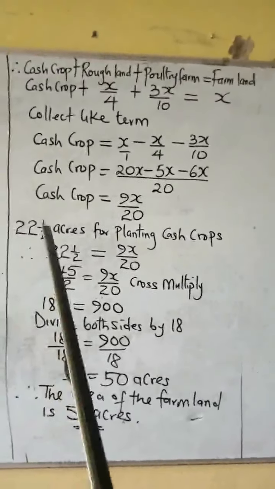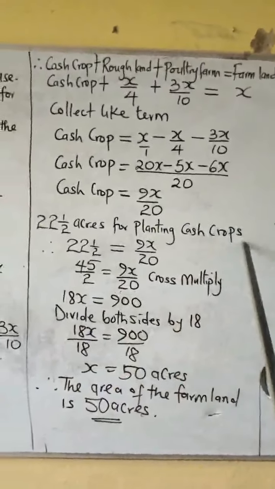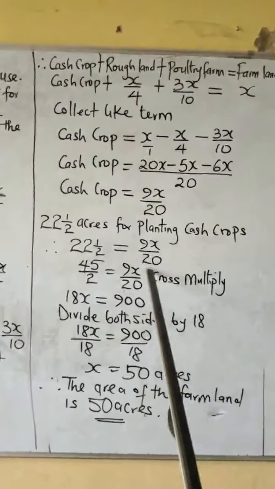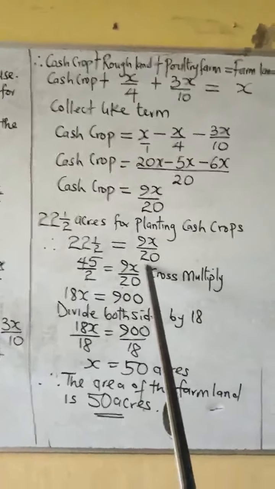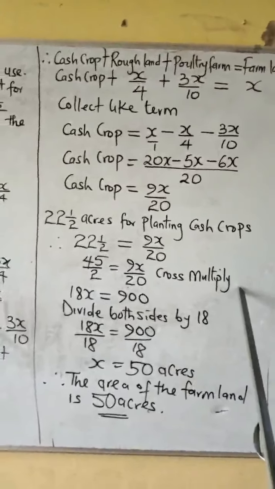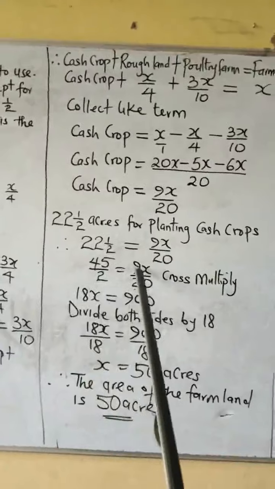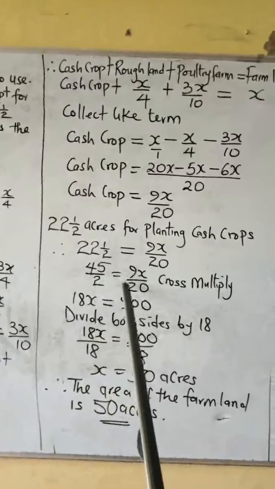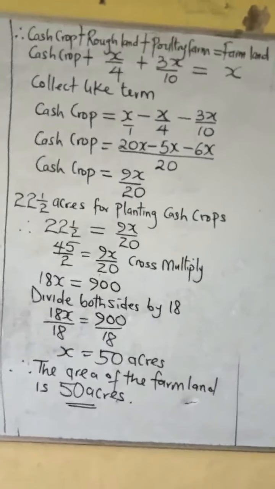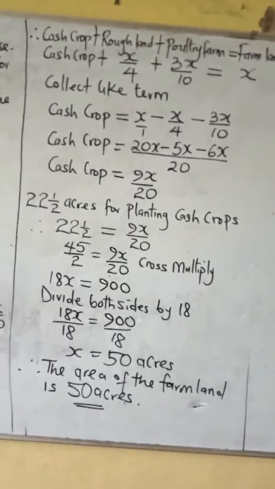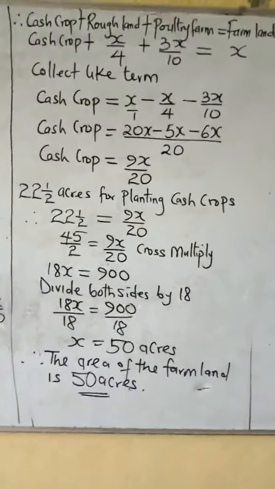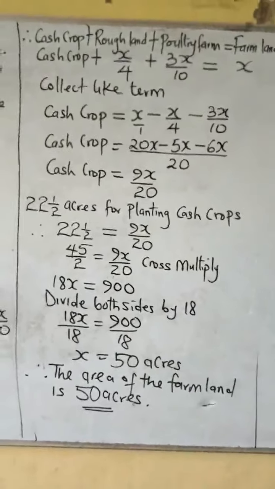Now, 22.5 acres for planting cash crop. So equate 22.5 equals 9X/20. That is what we have in the question. So cross multiply: you have 2 times 22.5 gives 45, and 9X times 20 gives 180X... Actually, as stated: 18X equals 45 times 20, which is 900. Divide both sides by 18. If you do that, our X will be 50 acres. So the area of the farmland is 50 acres.